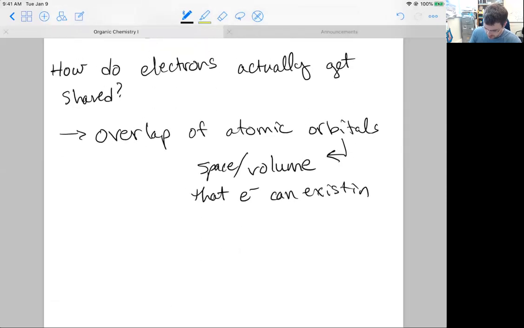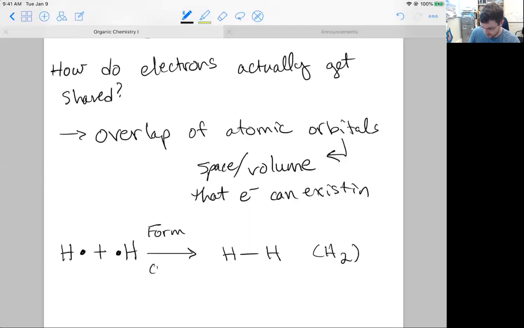Okay, so let's look at this in more detail. Let's say we have 2 hydrogen atoms, and we let them react with each other so that, instead of being 2 hydrogen atoms, we have molecular hydrogen, or H2. So what we've done is mix these 2 hydrogens together. They're called free radicals because they have a single unpaired electron that's not part of a lone pair. Anyway, we're going to do a chemical reaction and allow these things to form a covalent bond.